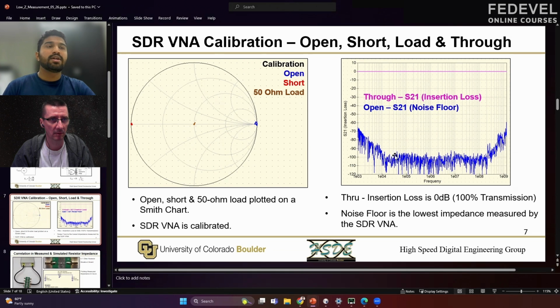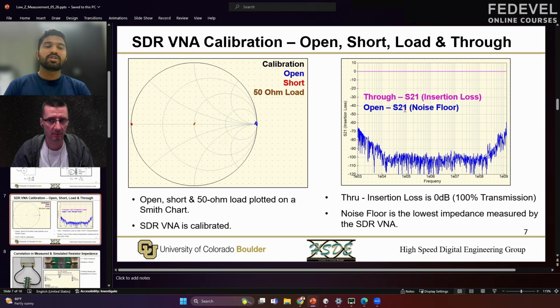Also, I have plotted something called the noise floor. Now, this is interesting. So this is the open insertion loss. Ideally, when both the ends of the VNA are left open, we do not expect any transmission to happen. And so on the dB plot, we expect the transmission coefficient to be a really high magnitude negative value.